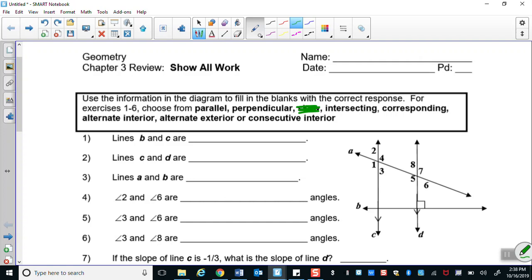So let's look at lines B and C. I'm going to highlight them. If you want to take a different color, you can, or you can just look at mine. So here's B right here, and here's C right here. They look perpendicular, but we know for sure, because that is a right angle there. So for the first one, we know that B and C are perpendicular.